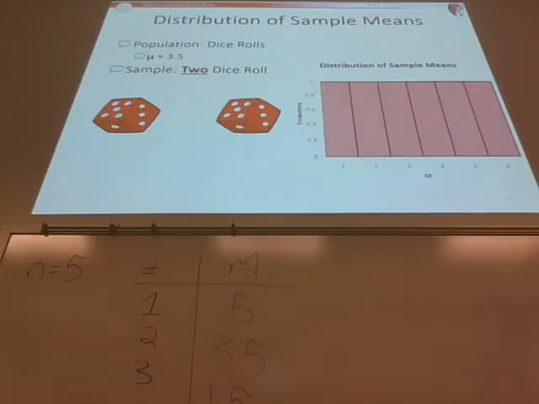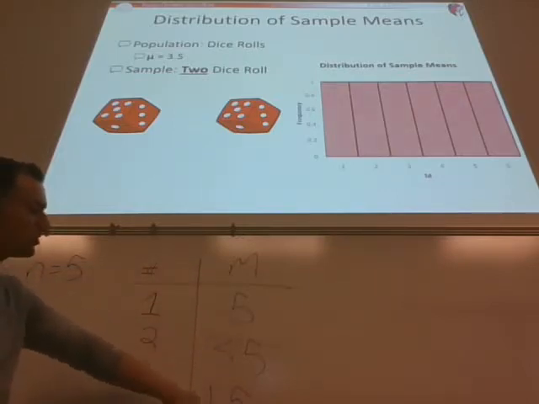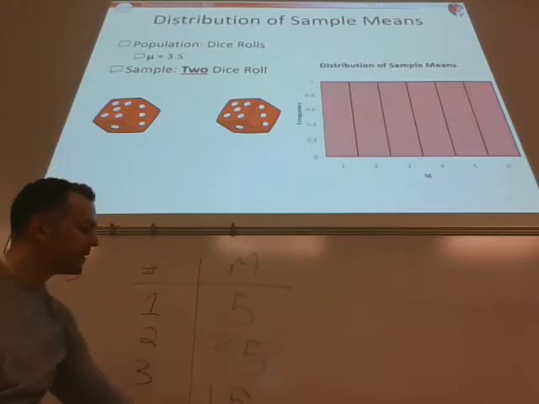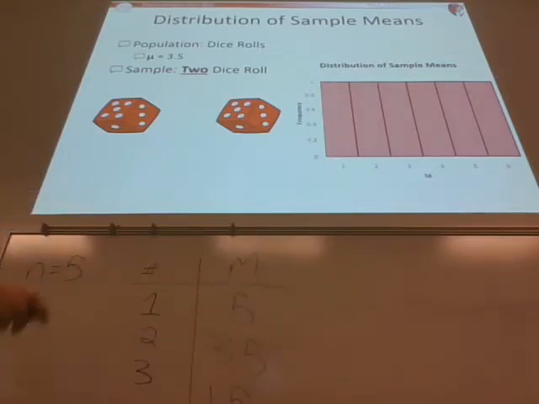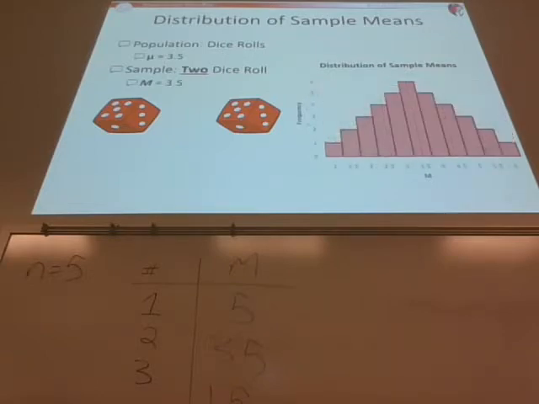combination of 2 dice rolls, and then we put these means into a distribution, and your distribution of sample means is going to look like this. We'll have the same mean as your population, but now it looks like this.